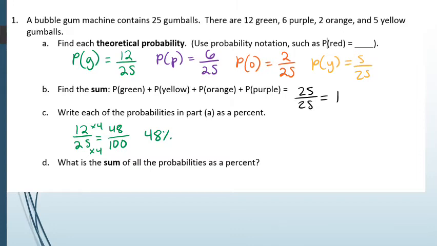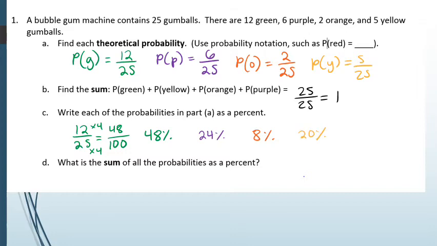Purple's probability, well, 25 times 4 is 100. 6 times 4 is 24%. Probability of orange, 25 times 4 is 100. 2 times 4 is 8%. And we lastly have 5 out of 25. Again, 25 times 4 is 100. 5 times 4 would be 20%.